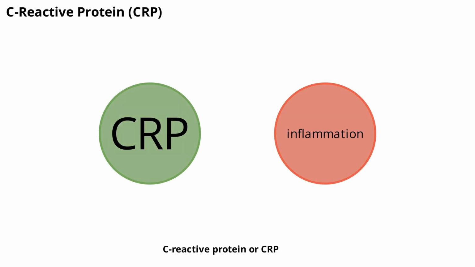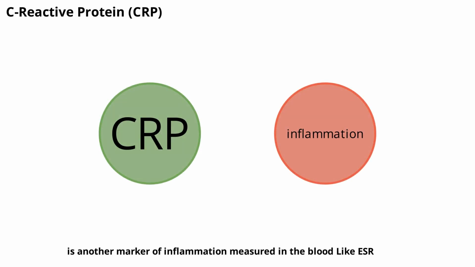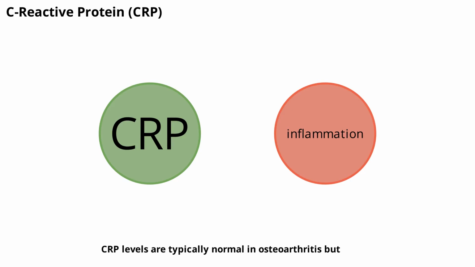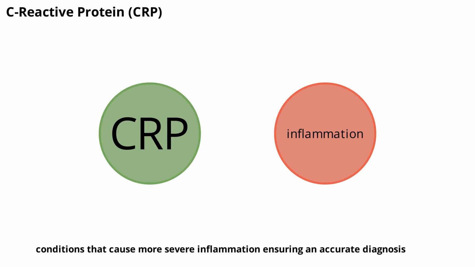C-reactive protein, or CRP, is another marker of inflammation measured in the blood. Like ESR, CRP levels are typically normal in osteoarthritis but may be elevated in other inflammatory joint diseases. Checking CRP helps doctors rule out conditions that cause more severe inflammation, ensuring an accurate diagnosis.